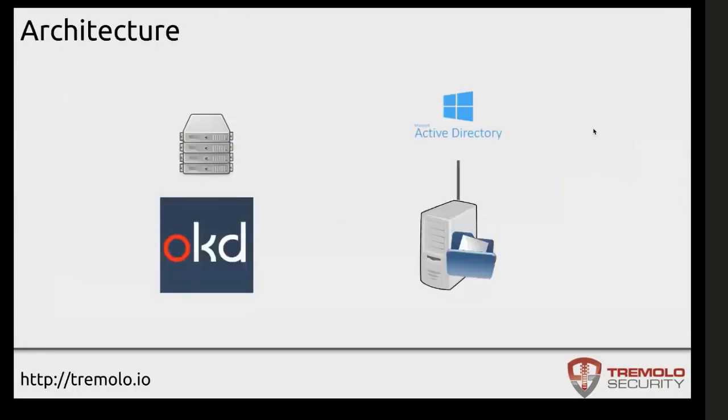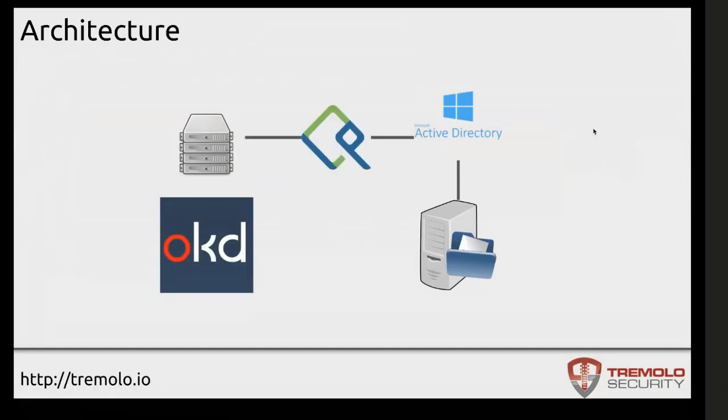So let's start diving into code, or not code, architecture. On the left here, we have OKD, which of course is a bunch of VMs running software. And then on the right, we have our Active Directory and our file server. So we have to make these two things talk. And because we're talking about Kerberos, we want to have host level security. We decided to go with FreeIPA.